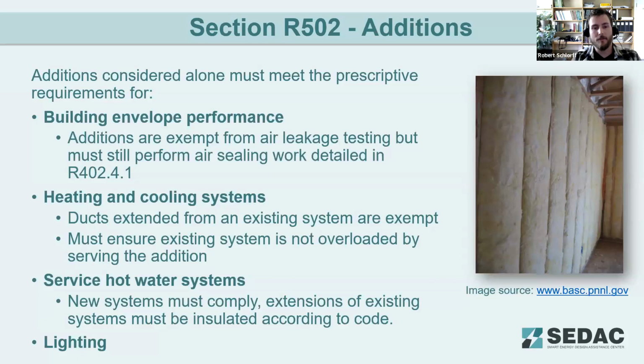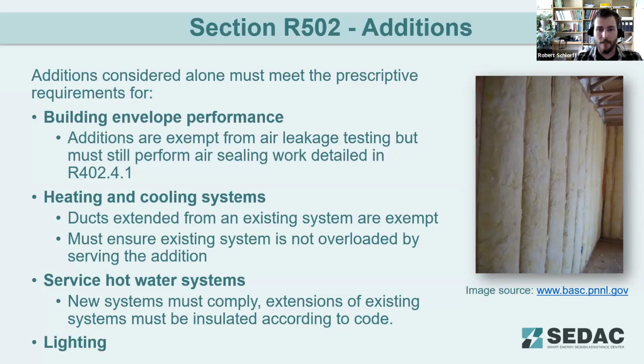Heating and cooling systems: ducts that are extended from an existing system are exempt. So if you are extending an existing system, those ducts do not need to meet the requirements of the new code. If you are putting in a new system and a new duct system, so a new air handler with new connected ducts that aren't connected to an old system, those would need to meet the requirements for a new system as they would with new construction. You must ensure the existing system is not overloaded by serving the addition.